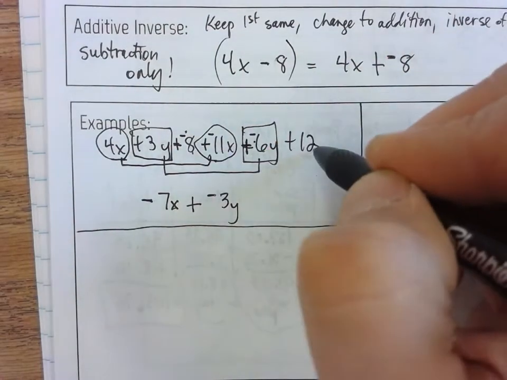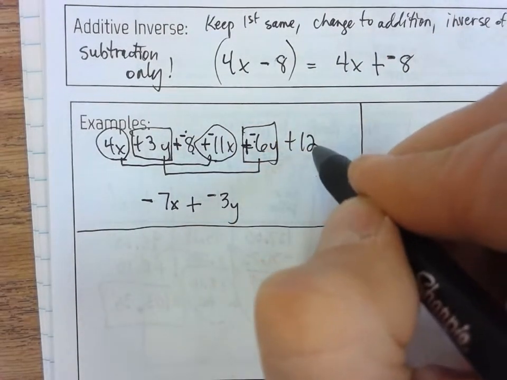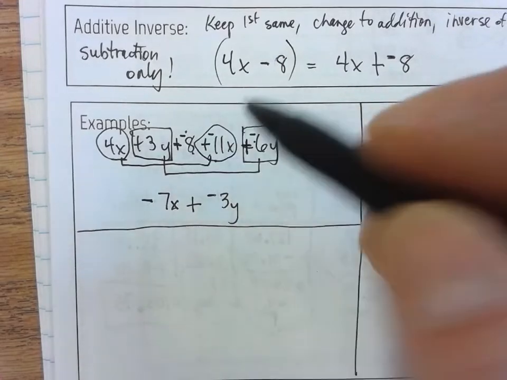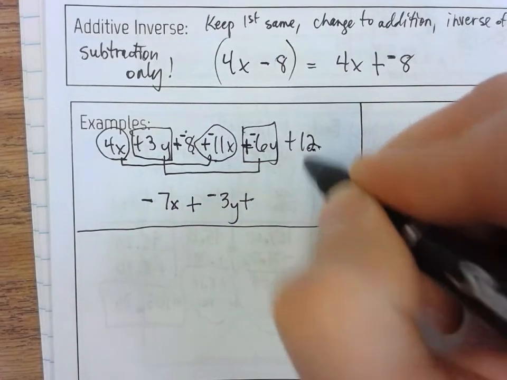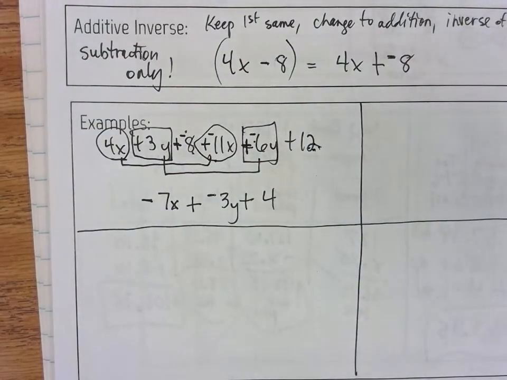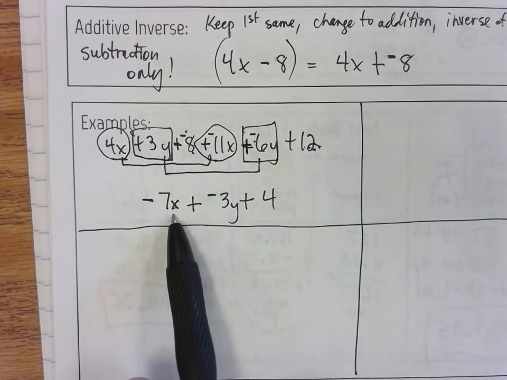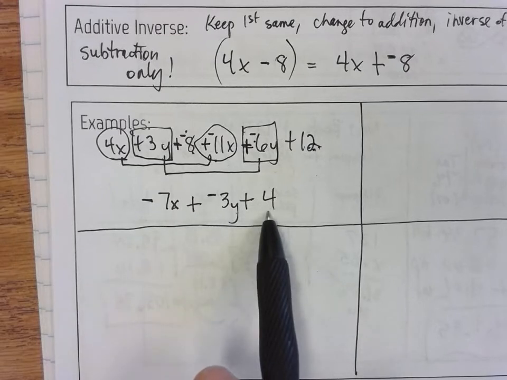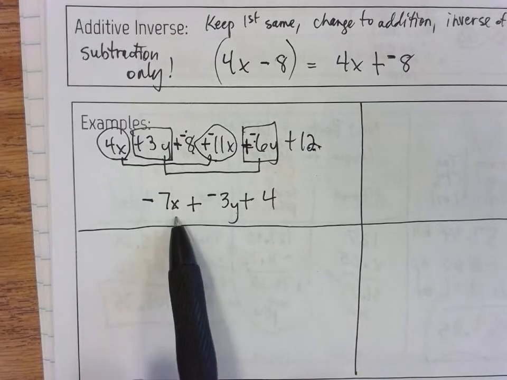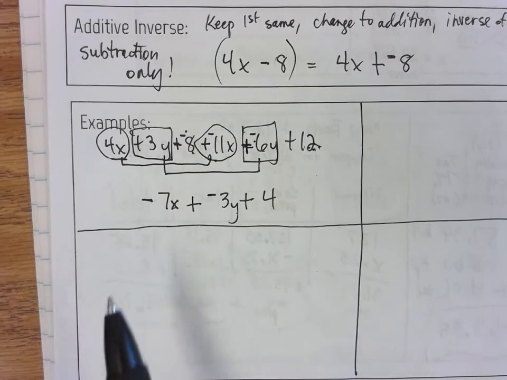So if you put those together again, they're different signs. So that basically means you subtract them. 12 minus 8 is 4. And we're going to take the sign of the bigger number, which would be positive. So you can see right there, I've got it in alphabetical order, starting with my x, y, and then my constant comes at the end. Okay, x, y, constant. Let's try another one.